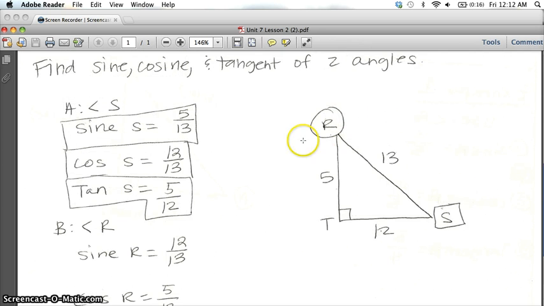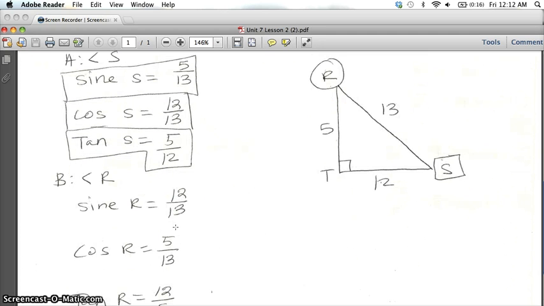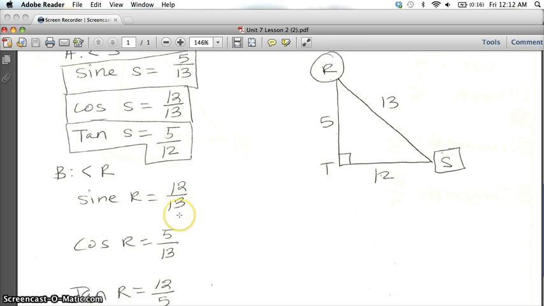The second one we're going to look at is our angle R, and I circled that one for you. So again, we want to find the sine, the cosine, and the tangent. So the sine is SOH, which is opposite over the hypotenuse. The opposite side of angle R is 12, and our hypotenuse is 13. So the sine of R is 12 over 13. And then our cosine is CAH, which is adjacent over hypotenuse. For angle R, the side that's adjacent is 5, and our hypotenuse is 13, so 5 over 13.